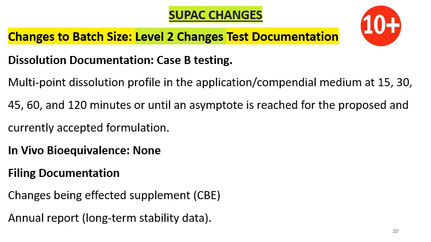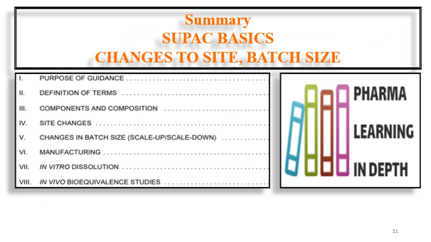So always remember that for IR products generally with the SUPAC level changes bioequivalence is not required until it is a narrow therapeutic drug, and generally filing documentation is required, changes being effected and annual report. And if there is a requirement of bioequivalence or requirement of PAS, that is prior approval supplement, that time the level may be 3. Level 3 changes will require the PAS and the bioequivalence data. So this is regarding the changes to the manufacturing site and the batch size.